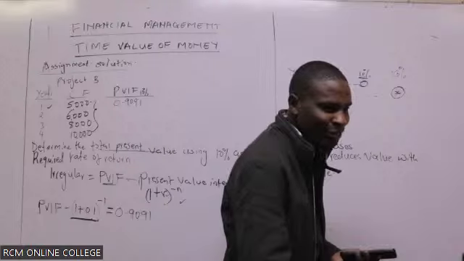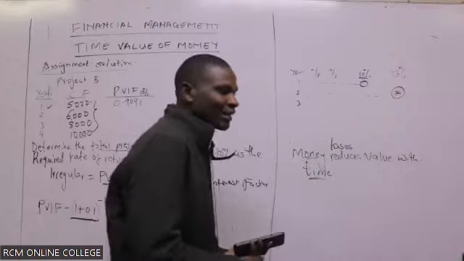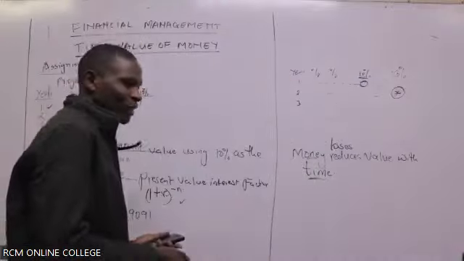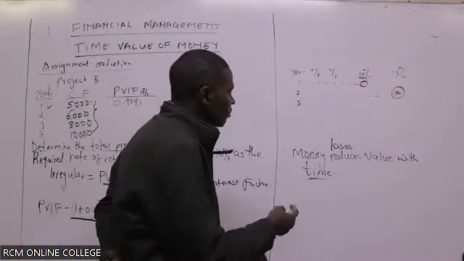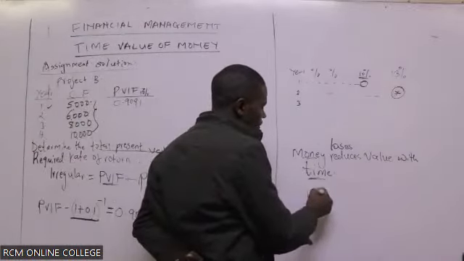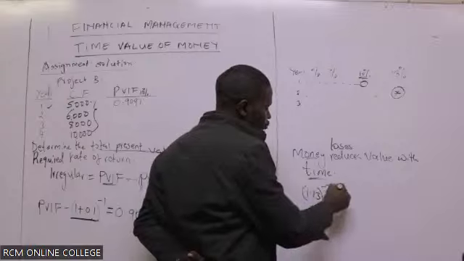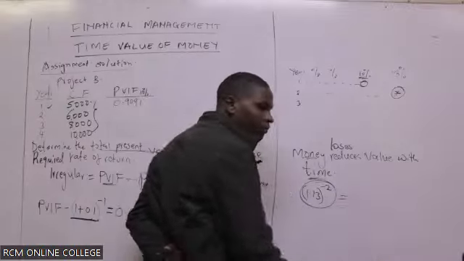I know Jane used the calculator. So can you use the calculator and give me 1.13 raised to power negative 2? What are you going to get?